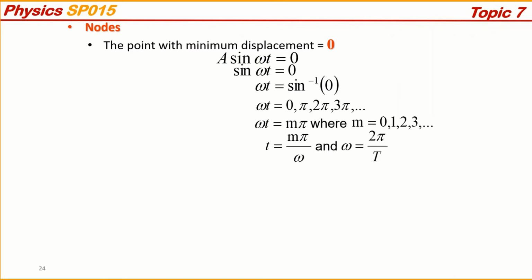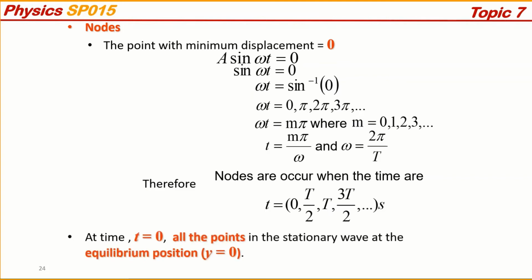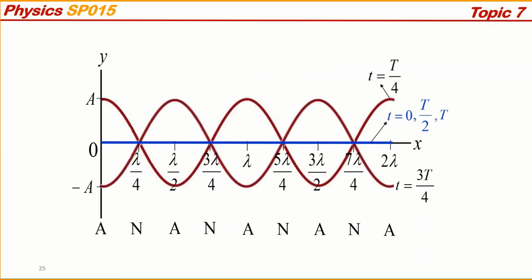Note the point with minimum displacement equals 0. If you have the equation A sine omega t equals 0, mathematical solution, therefore nodes occur when the time t equals 0, T over 2, T, 3T over 2, and so on. Unit is second. At time t equals 0, all the points in the stationary wave are at the equilibrium position, y equals 0.